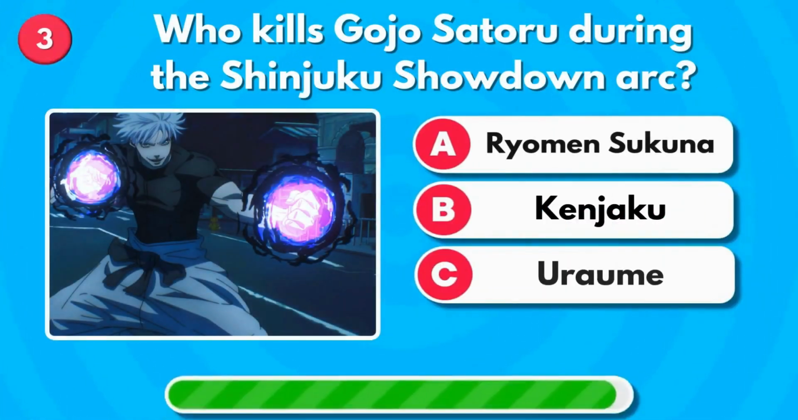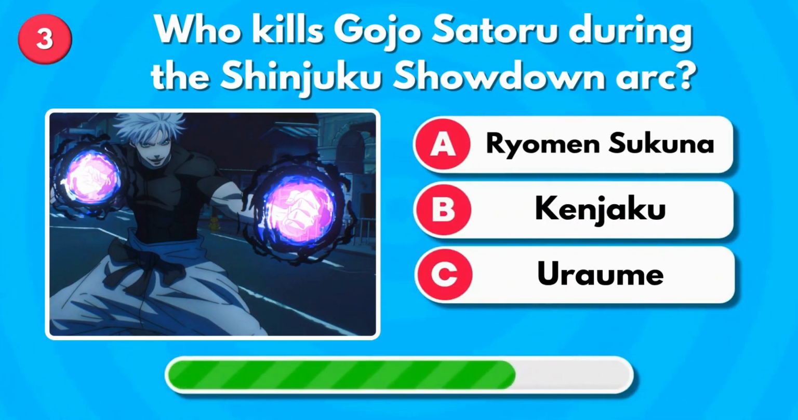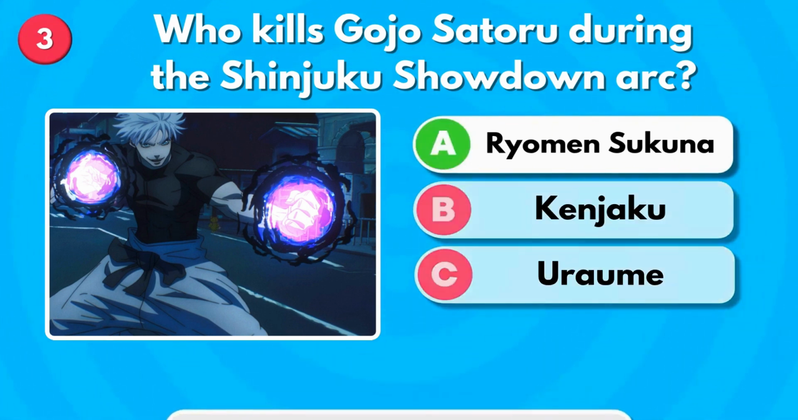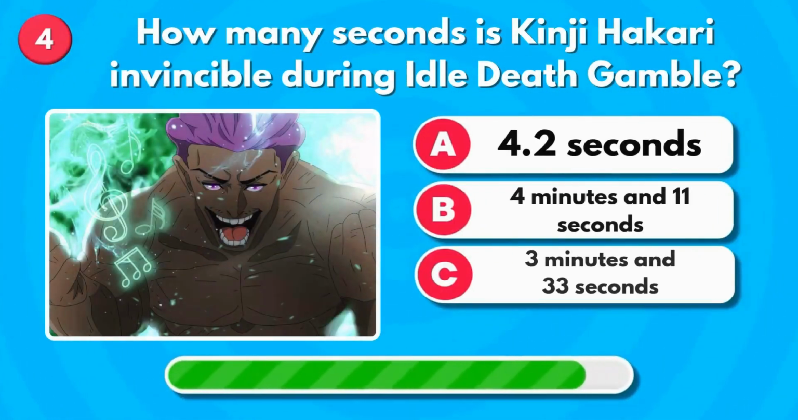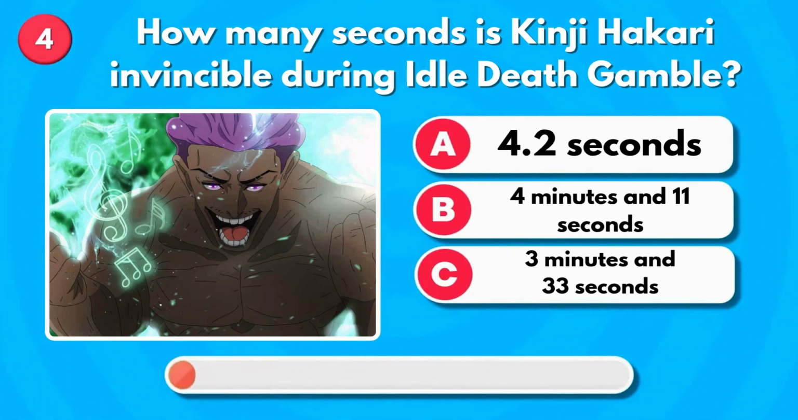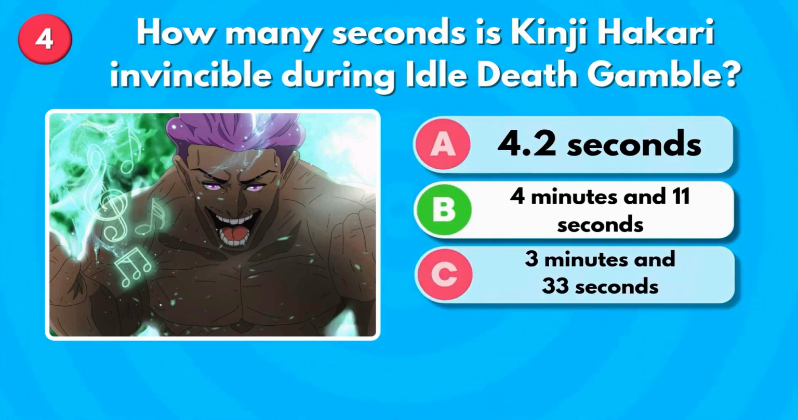Who kills Gojo Satoru during the Shinjuku showdown arc? Ryomen Sukuna. How many seconds is Kinji Hikari invincible during Idle Death Gamble? 4 minutes and 11 seconds.